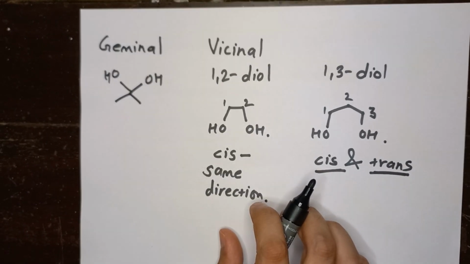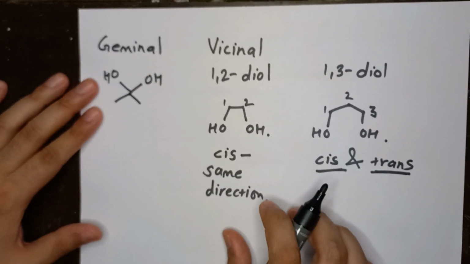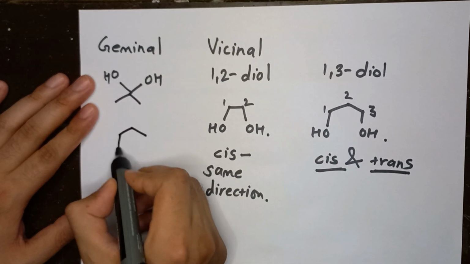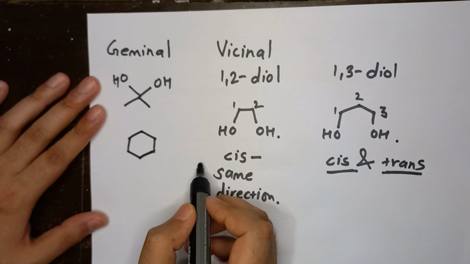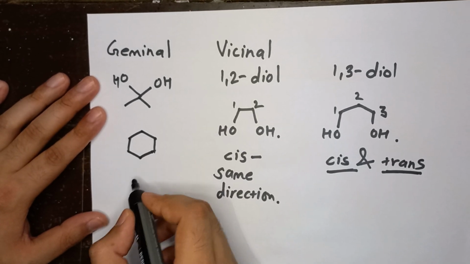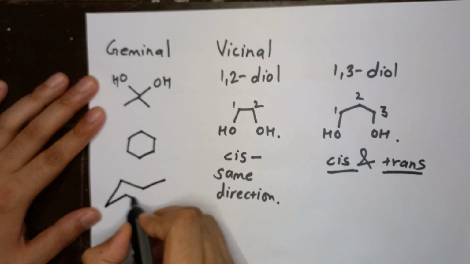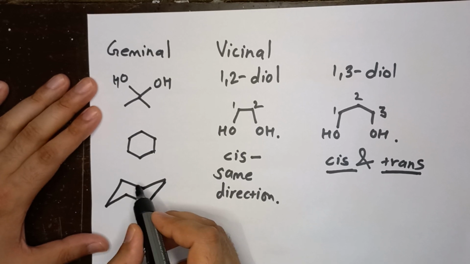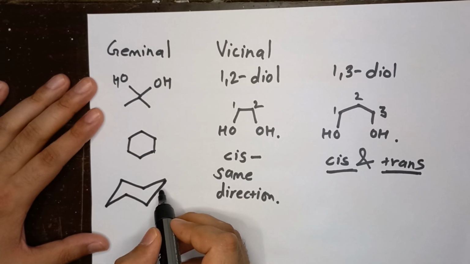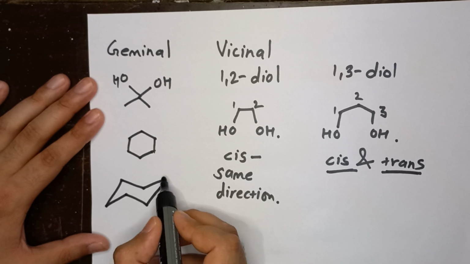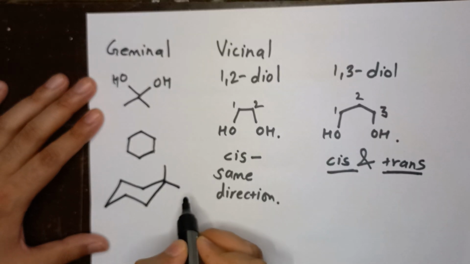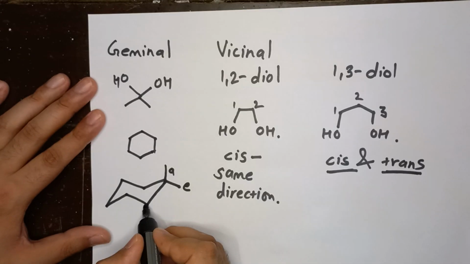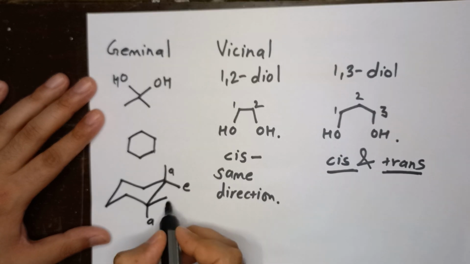Before we jump into the next slide, I also want you to know the chair conformation of cyclohexane. So the 2D structure of cyclohexane looks like this. But the 3D structure of cyclohexane is something like this. Okay, so this is a 3D structure of cyclohexane. We have two types of bond. We have axial and equatorial bond. So this is my axial bond and this is my equatorial bond. This is axial, this is equatorial. This is my axial, this is my equatorial, right?